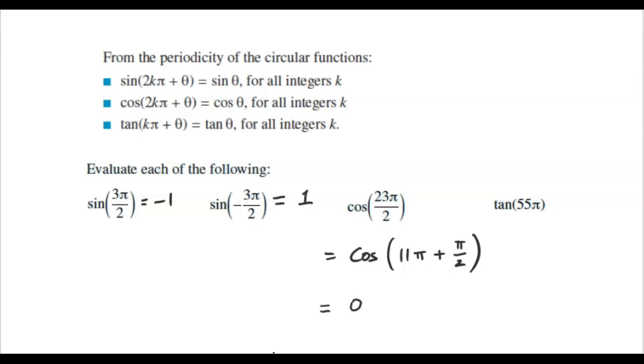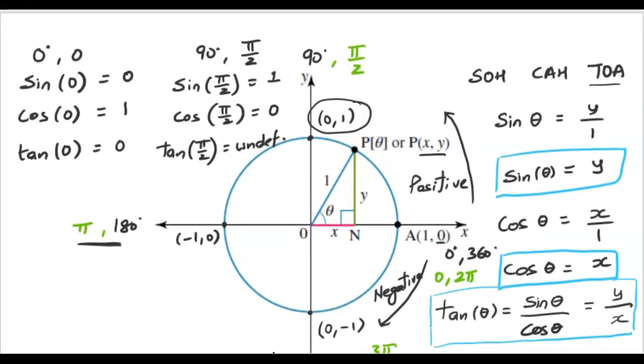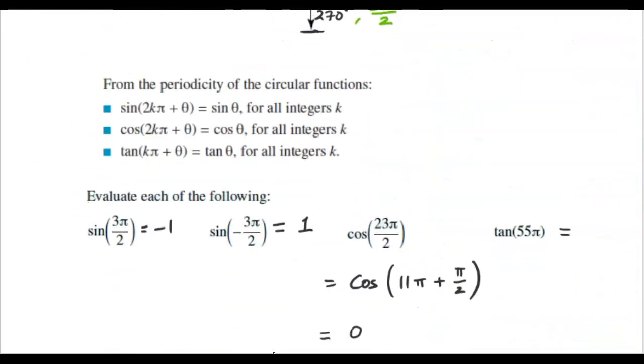Now the last one here, tan 55 pi. Again, when it comes to odd numbers and even numbers in terms of the pi, the odd numbers are on the left hand side and even numbers on the right hand side. So 55 pi is going to be at this particular value, and tan is equal to y divided by x. In this case the y coordinate is 0, the x coordinate is minus 1, so that's 0 divided by minus 1, which is also equal to 0.